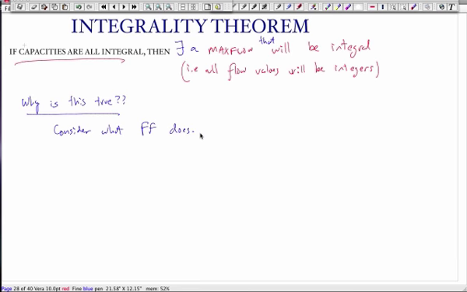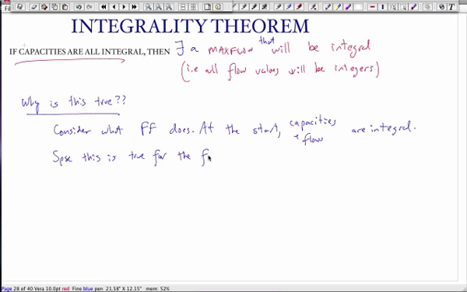At the start, the capacities and the flow are integral, right? What is the flow at the start? Zero. And the capacities, by the hypothesis, are integral. Good. So now, suppose this is true for the first k iterations of the Ford-Fulkerson loop. Suppose that after k iterations, the capacities and the flow are both integral.